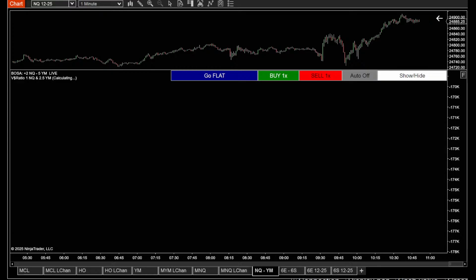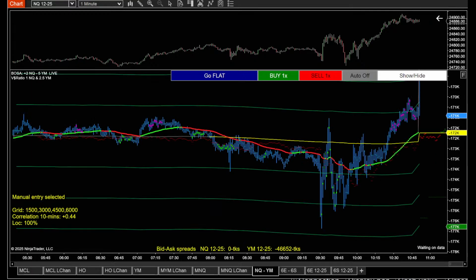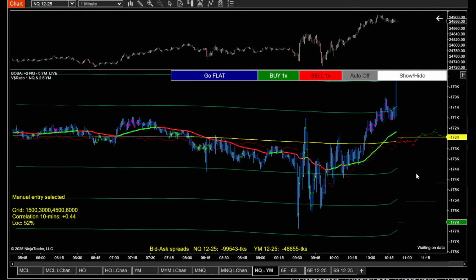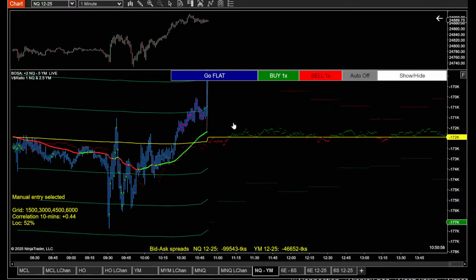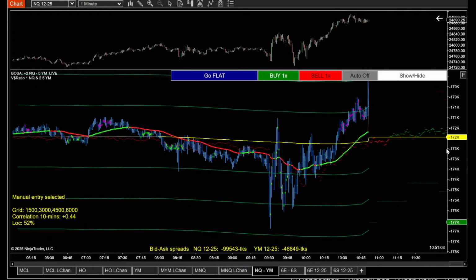BOSA Spread Trader has some really cool features for you as a spread trader that you won't find in any other platform. I don't know of anyone else who's offering any sort of spread trading capability in NinjaTrader. So this is a one-stop shop for that.